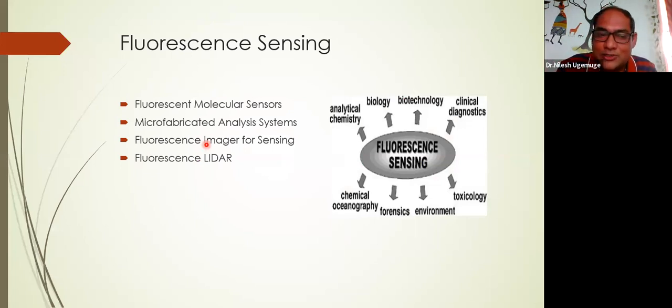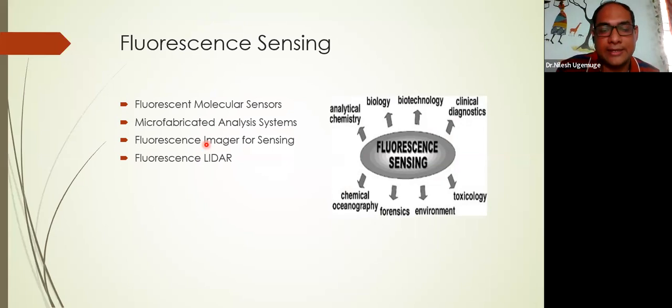Yes, this field has a lot of scope. This field is still an emerging field and we can have work in it also. So you may be knowing about one of the applications, like fluorescent sensing. That fluorescent sensing can be used in analytical chemistry, biology, biotechnology, clinical diagnostics, chemical oceanography, forensics, environmental toxicology.